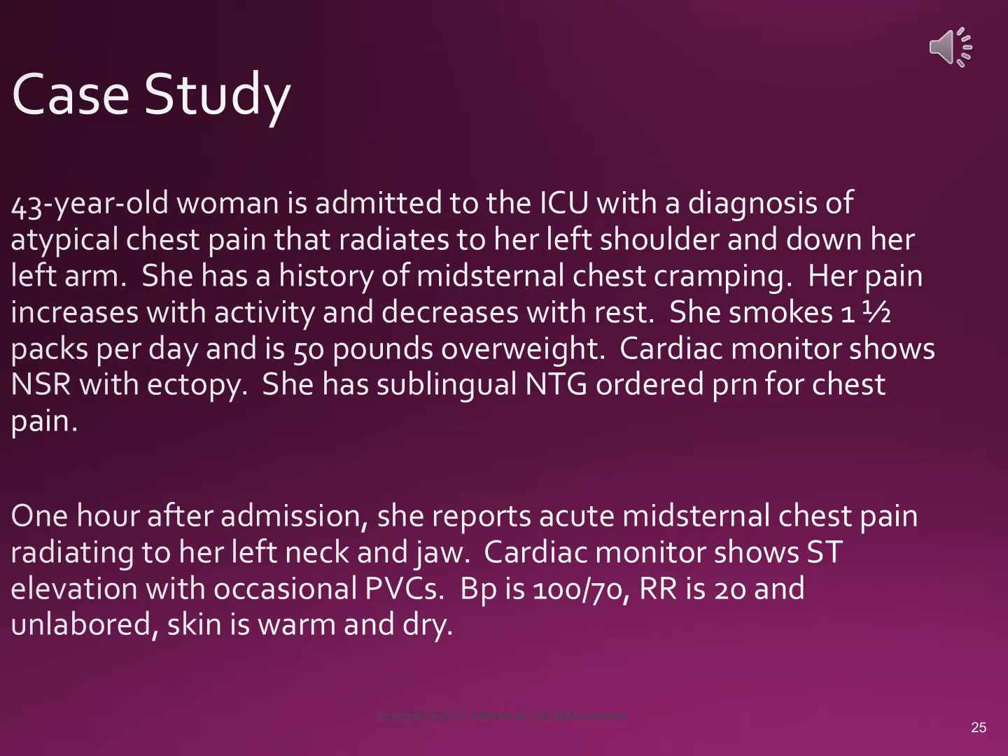I'll end with a case study here. A 43-year-old woman admitted to the ICU with a diagnosis of atypical chest pain that radiates to her left shoulder down her left arm. She's got a history of what she calls mid-sternal chest cramping, or chest cramping right in the middle of her chest. Her pain increases with activity and decreases with rest. She smokes a pack and a half per day and is 50 pounds overweight.